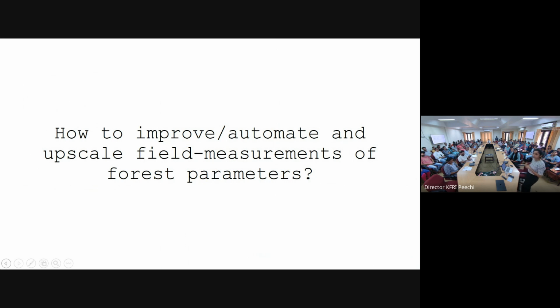And the next question is, how do we upscale this? Because all these are very small plots. Sometimes it's 40 by 40, 50 by 50 meters. Sometimes it's 1 hectare. In very few cases, we also have 50 hectare plots, but those are very rare. So these are still very small plots. So how do we upscale these measurements to national level or global level or pan-tropical? These are some of the questions that have always been there.